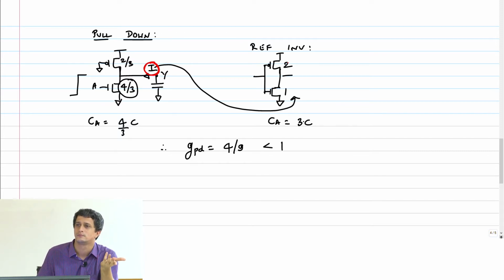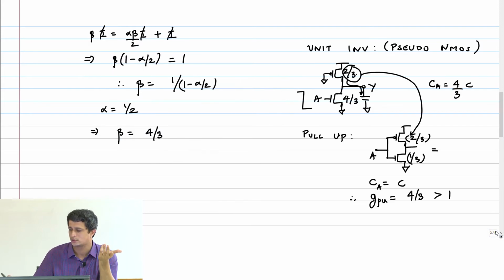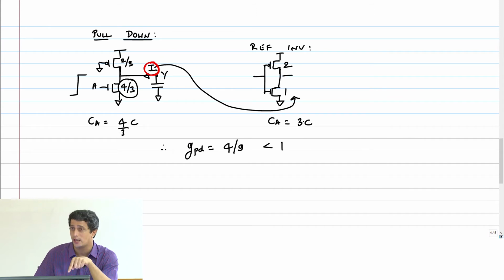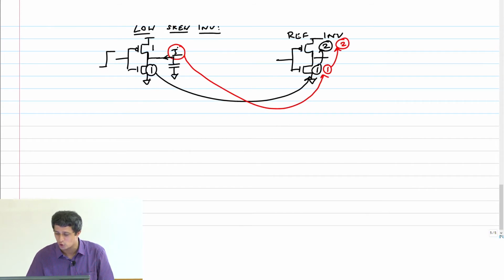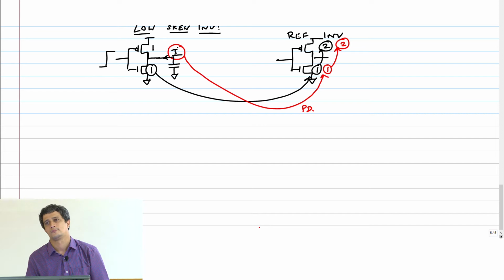Yes, that's exactly what it was. But you should be careful. When I take the pseudo, let me take this high skew inverter or low skew inverter, this was basically for pull down. When I wanted pull up, then I have to take the PMOS 1, then it becomes 1.5. So that will change.